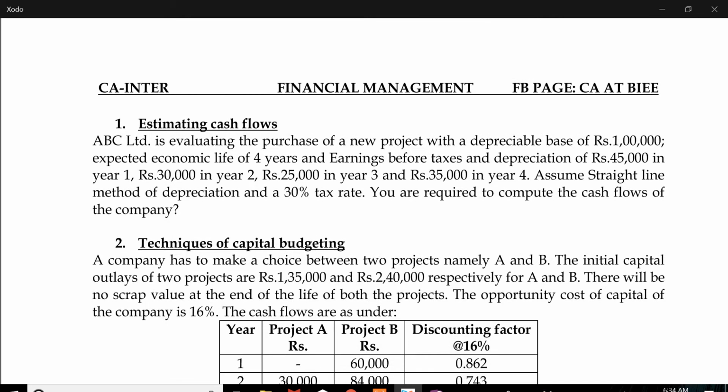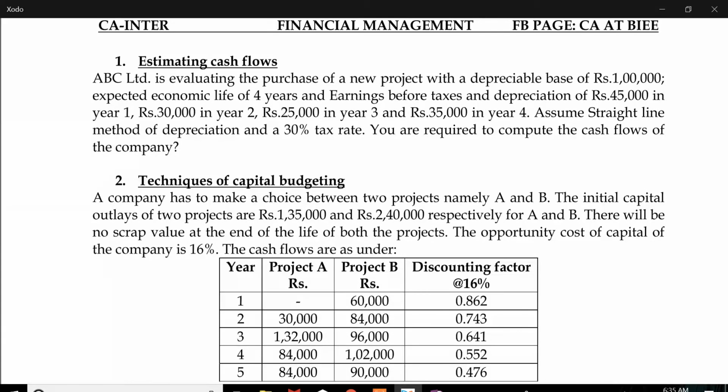Question number 1. Simple problem on calculation of cash flows. Hyphen no special adjustment.